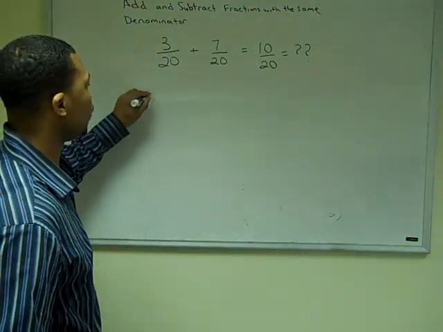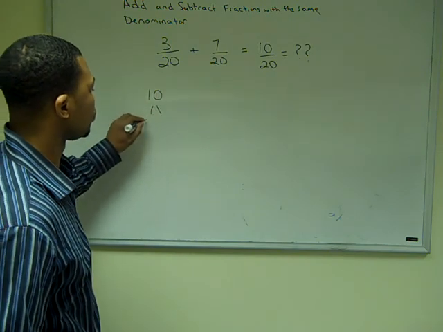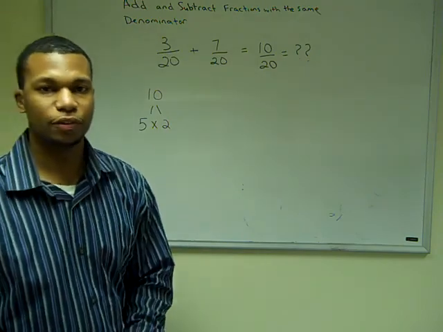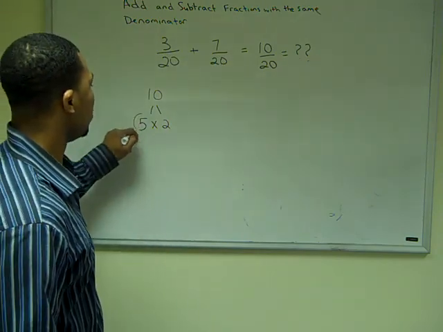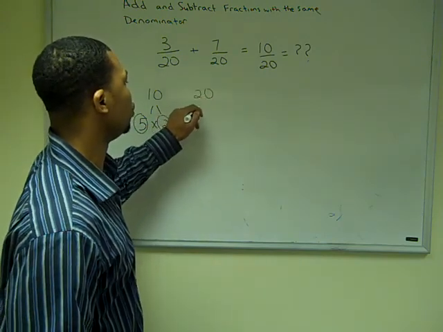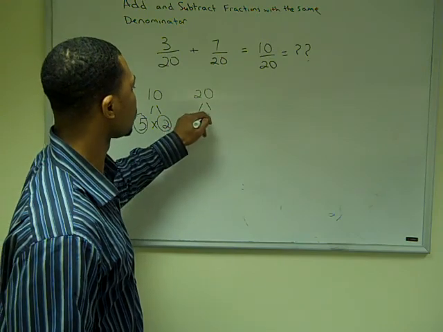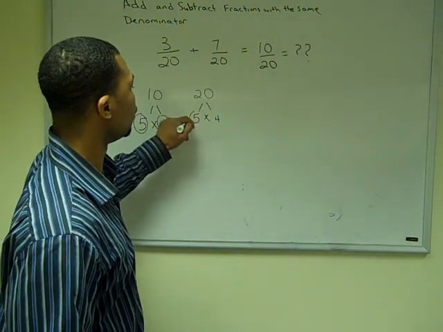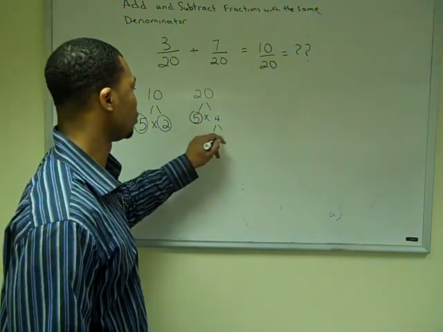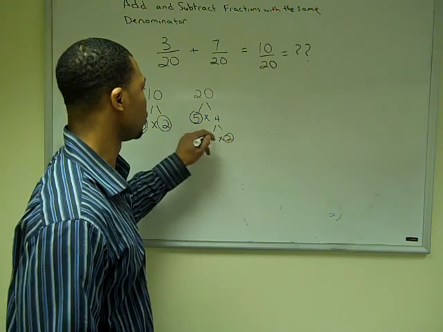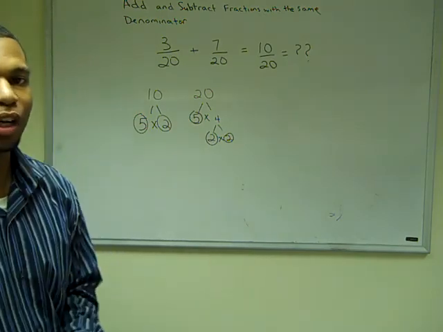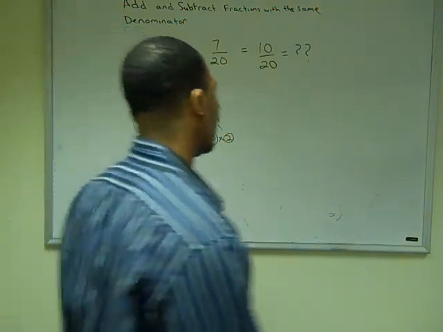So first let's find our prime factorization of 10. So I'm choosing the arbitrary factors of 5 times 2. And both 5 and 2 are prime. And for 20, I'm going to use 5 times 4. And 5 is prime, but 4 isn't. So I'm going to break 4 down. So now I have the prime factorization of both my numbers. So now let's piece the fraction back together.